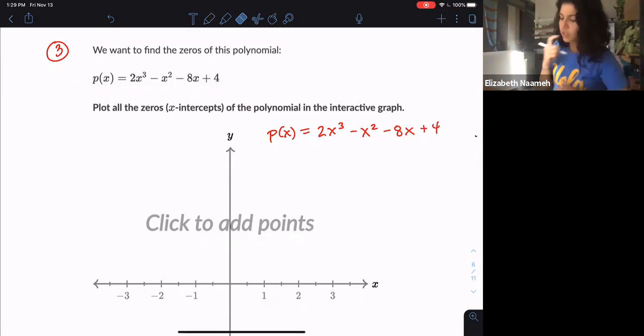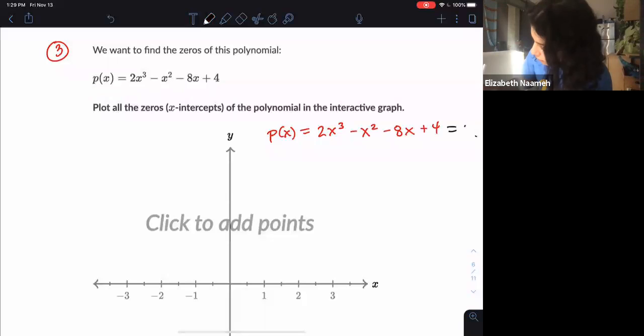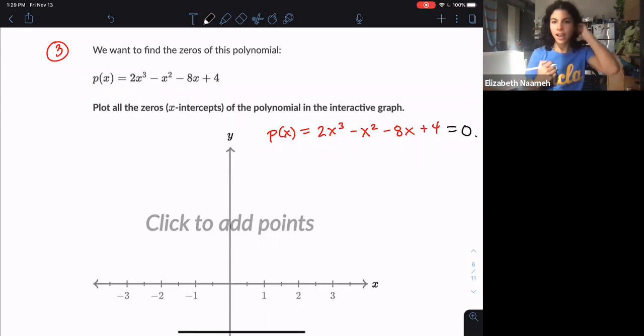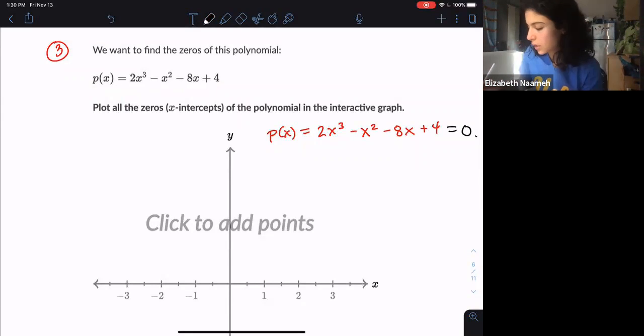Okay, so to find the zeros, we'll set the whole function equal to 0. That's what we do to find our x-intercepts. And I need to now solve this equation. What method might we use to begin? We know we have to factor. What method might we use to start factoring?